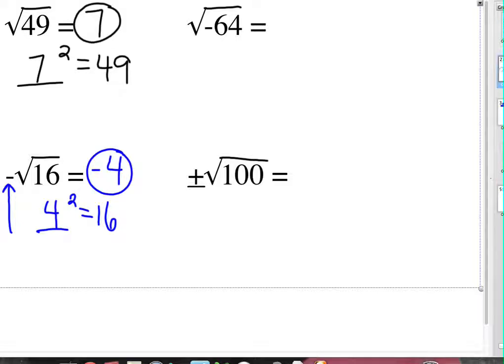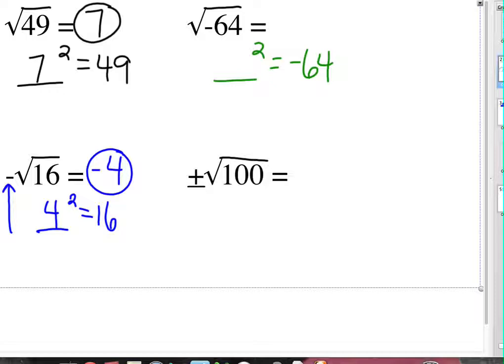Let's go up to the right here. This one says the square root of negative 64. So think in your head, what number squared equals negative 64? What number times itself will give me negative 64? I bet you thought of negative 8. Did you say negative 8?